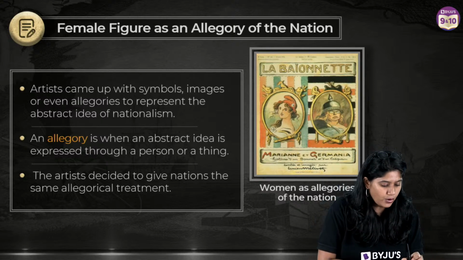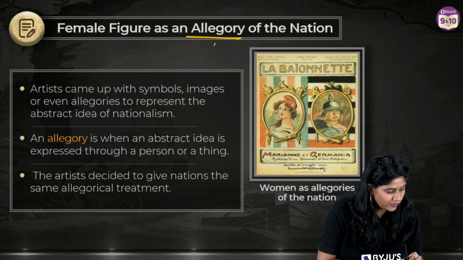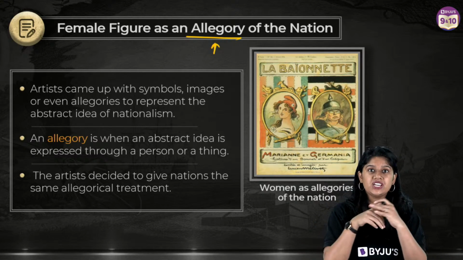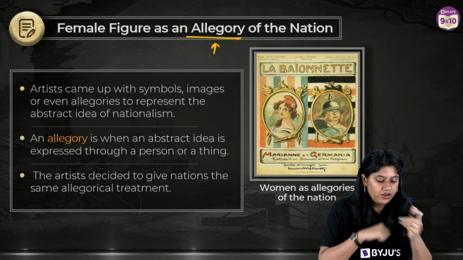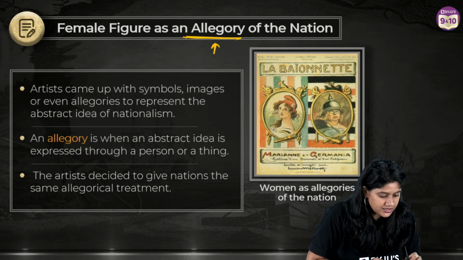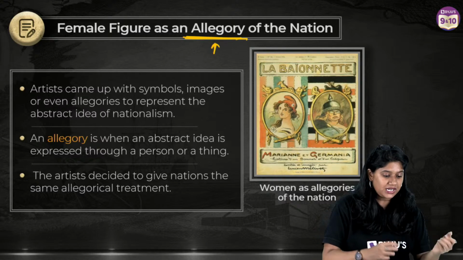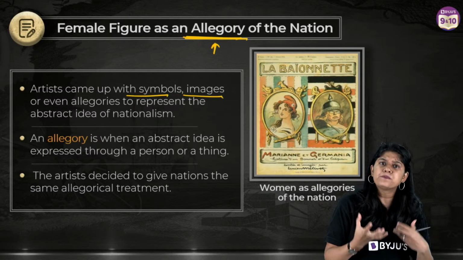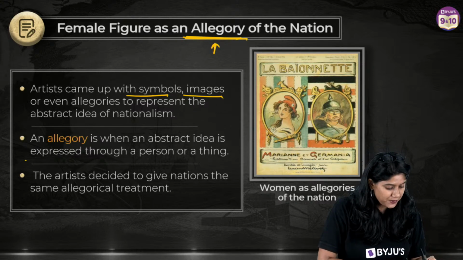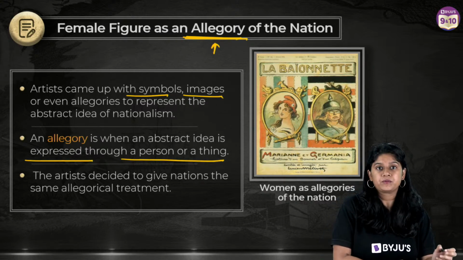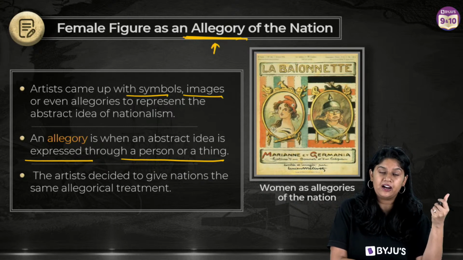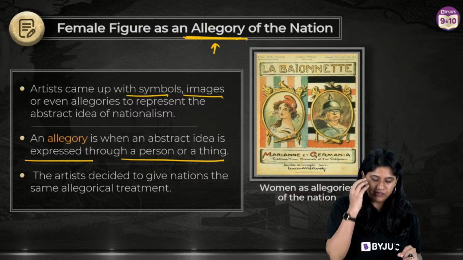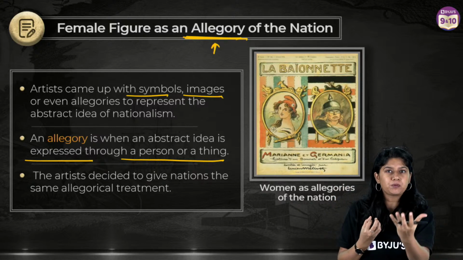So we're talking about what we call allegory, not allergy. It clearly means a representation, a symbol or an image, an abstract idea expressed through a person or a thing. When we want to express an idea, we use a person or a thing. Now, when we have an idea, we want to show it to the people.